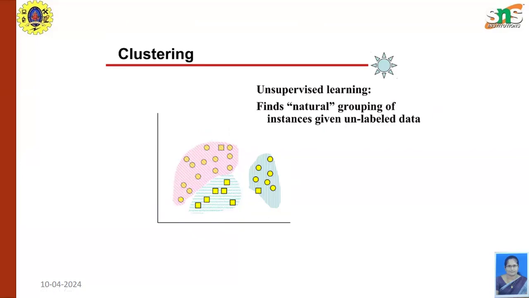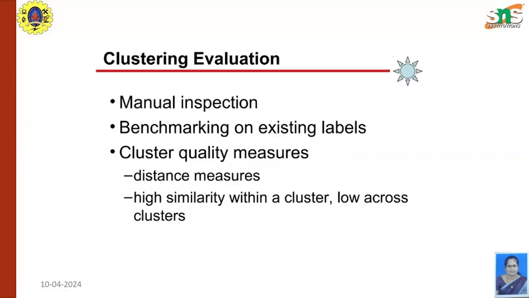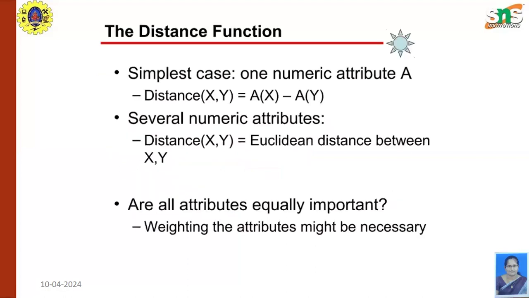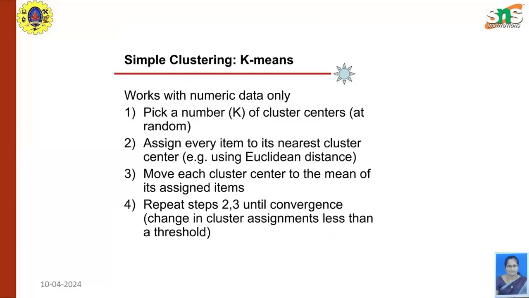First, we have to find the natural grouping with unlabeled data. Then after that, we have to name a cluster. The clusters can be evaluated by using a benchmark or manual inspection. The cluster quality is measured by using distance measures and similarity. And this is the formula to calculate the distances between the objects. These are all the definition parts we have to cover before going to the implementation.